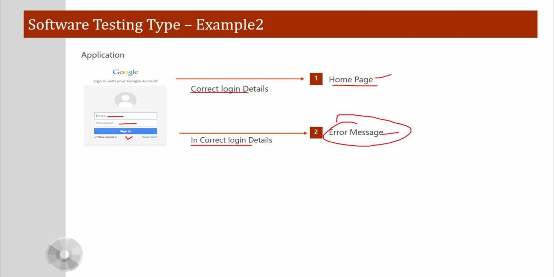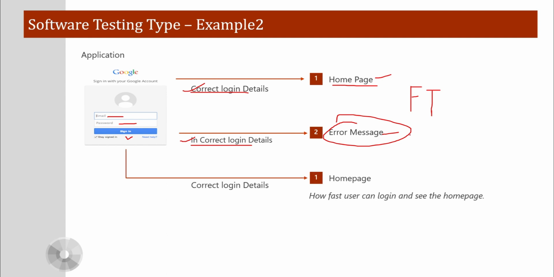So after clicking on the login button, you check whether you get the home page when you enter correct credentials, or you get an error message when you enter incorrect credentials. This is nothing but functional testing. We call it FT in short form, functional testing.